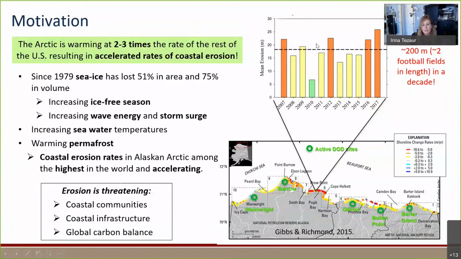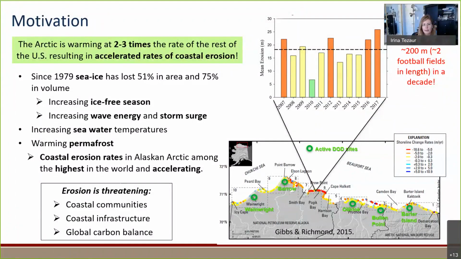So what's causing the accelerated coastal erosion? Well, the primary culprit is actually the loss of Arctic sea ice, which you'll hear more about in tomorrow's session. With the loss of Arctic sea ice, we see an increase in wave energy and storm surge. Basically, storms in the Arctic Ocean inundate the Arctic coast, causing thermal abrasive action, which removes parts of the coastline. And of course, increasing seawater temperatures and warming permafrost exacerbate the situation.